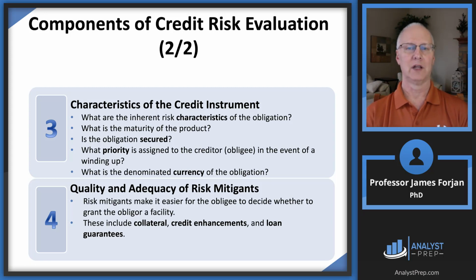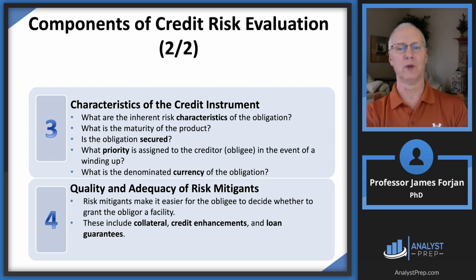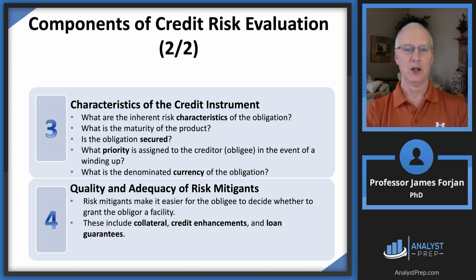And then lastly, let's look just briefly at the quality and adequacy of risk mitigants. I mean, the easiest risk mitigant for a financial institution is just to say, hey, Jim, let me have the title to your car, which of course the financial institutions demand. But there are also credit enhancements and kind of loan guarantees from other people.